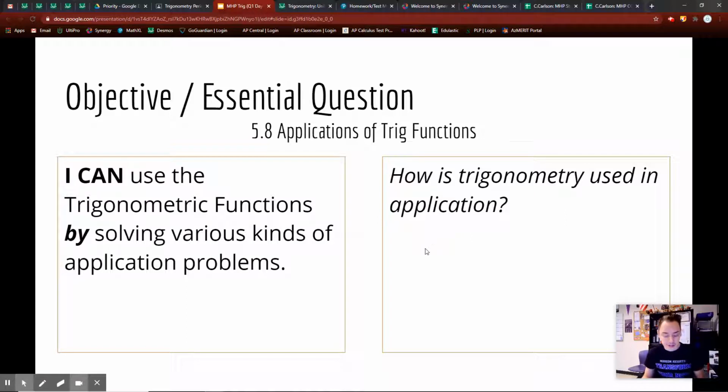After that, you're going to get started here. How's trigonometry used in application? Well, it's a myriad of different applications. Okay, that's the essential question for today. Make sure you're writing it down. It's a myriad of different applications, to say the least. Okay, we're only going to cover a couple of them.